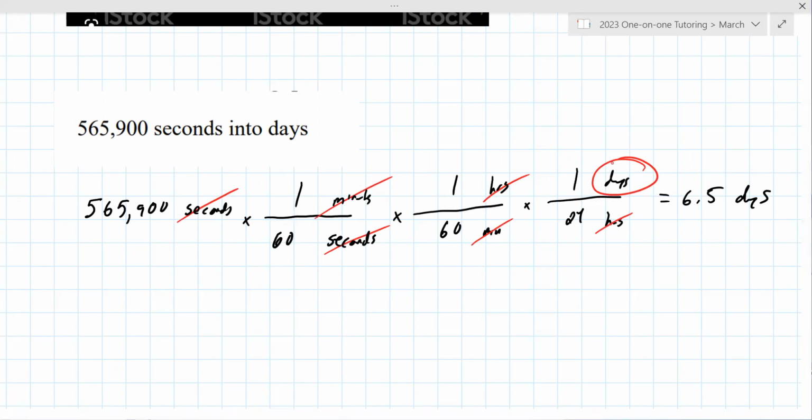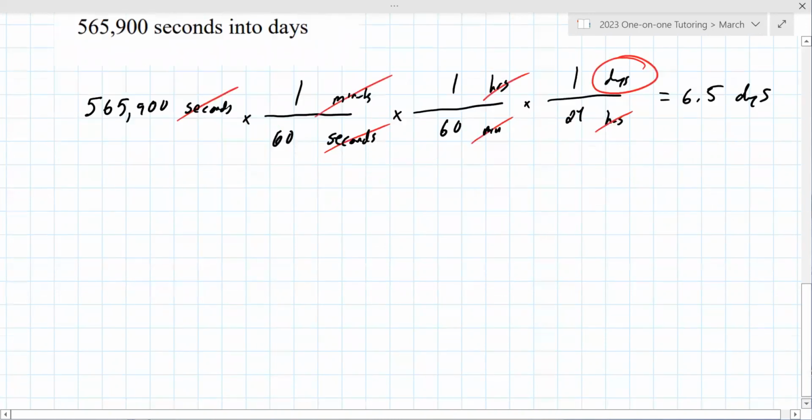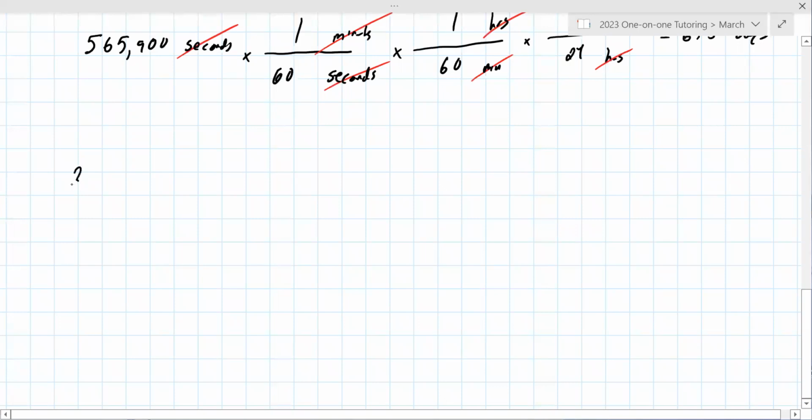Now this should raise a question, which is like, well, how many seconds are in, I don't know, a year? Well, there's a lot, right? Because there's a lot of seconds, and that's only 6.5 days. Let's do that. Let's start with 365 days because we know that's in 1 year. And let's go backwards here.